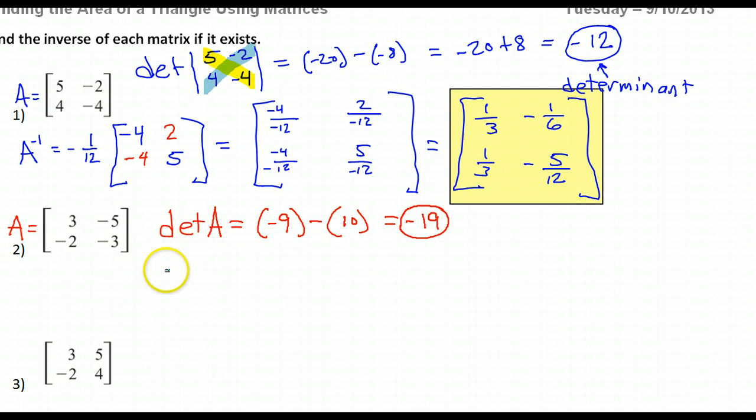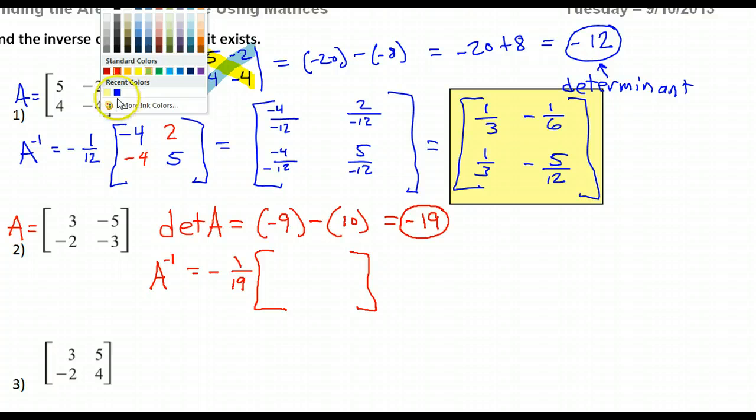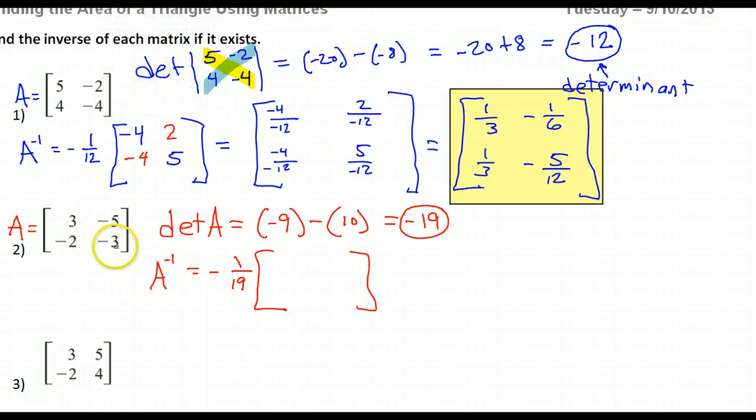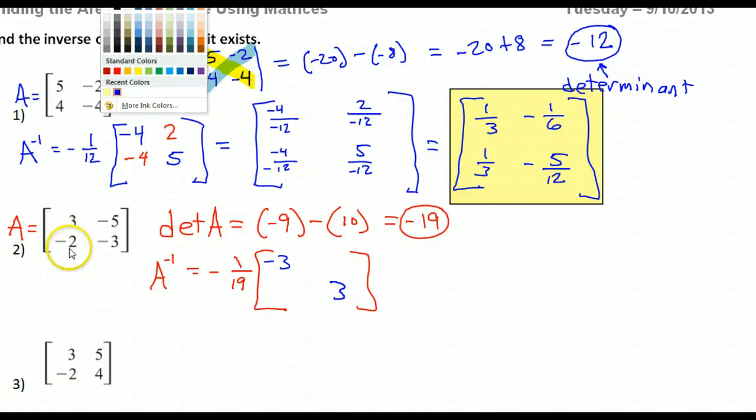So now, if I want to find the inverse, I'm going to be doing -1/19 times. Now, remember, reverse negate. Reverse the down diagonal and negate the up diagonal. Let's see. So, the down diagonal, the 3, the -3, reverse that. So that's -3, +3.